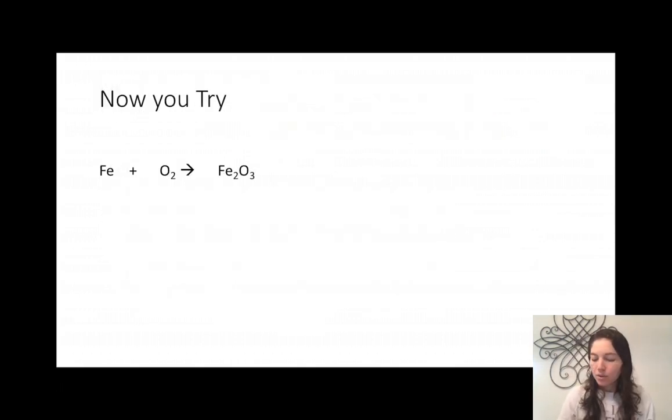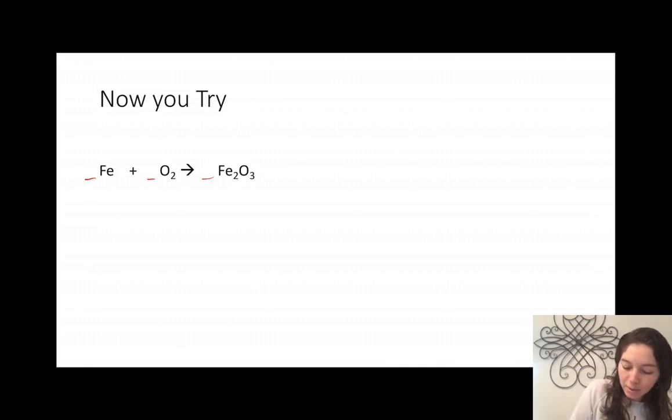All right, so give this a try yourself. See if you can put coefficients here in front of the iron and the oxygen and the iron oxide that's produced in order to balance this chemical equation. So let's take a look at how to solve this problem.